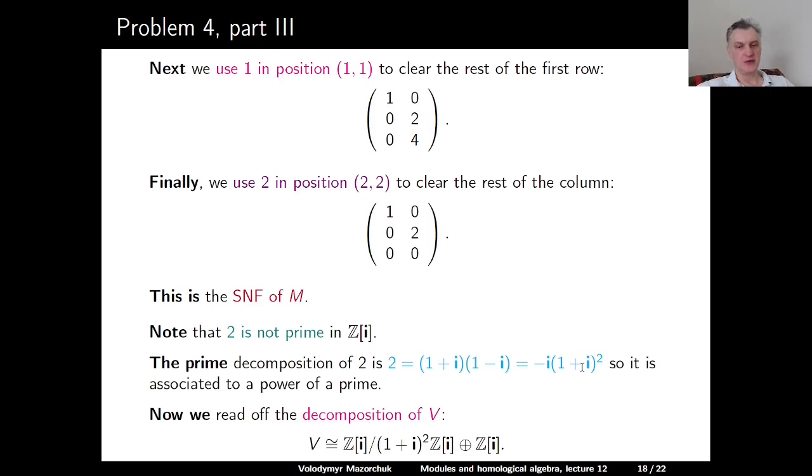So the canonical decomposition of V will look as follows. We have the free summand Z[i], and then we have the torsion summand Z[i] divided by (1 plus i) squared Z[i]. This is the canonical decomposition of the first module.